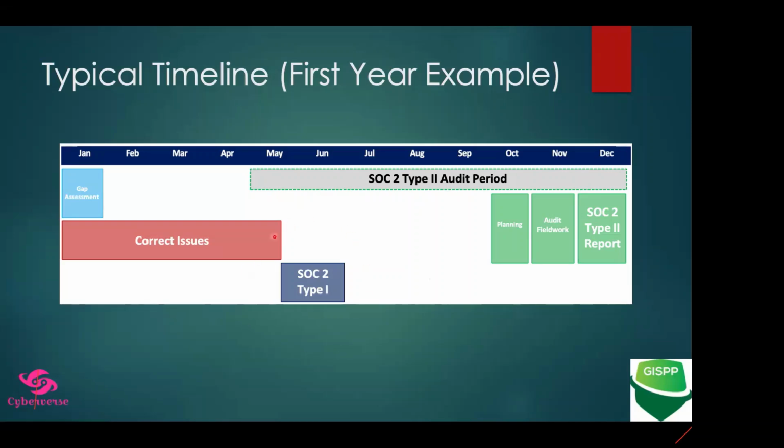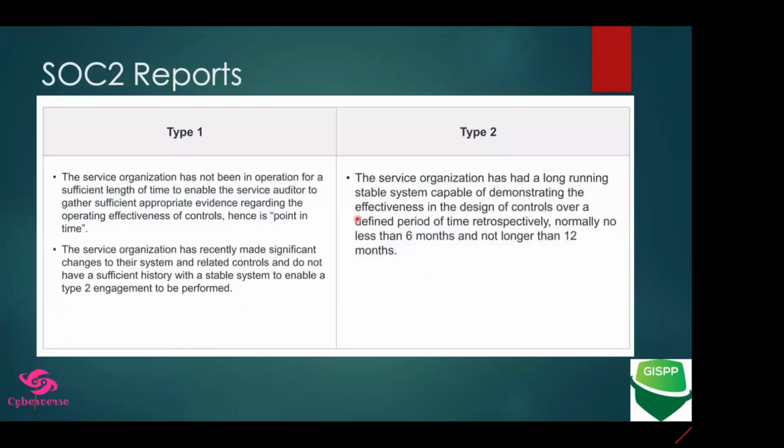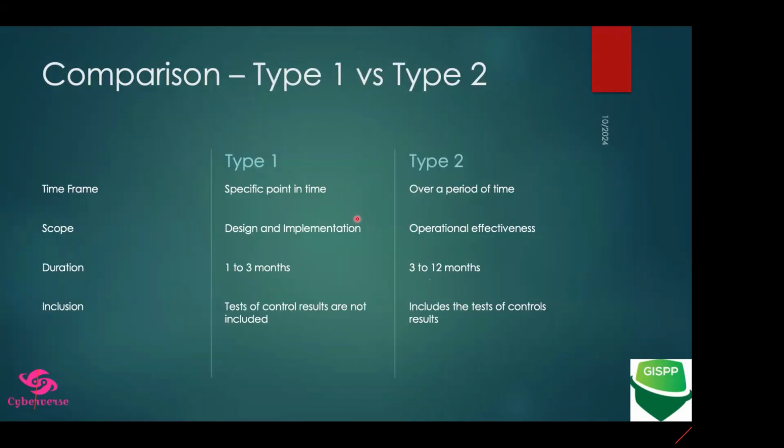In SOC2, we have two types of reports. One is called type 1 and the other is called type 2. What is the difference between the two? Let me go to the difference first. One thing I should tell you first: whether it is type 1 or type 2, this is all done by CPA accredited firms. So you cannot write a type 1 report yourself, nor can I if I'm not the right person to do that. That report comes from the CPA accredited firm and their authorized auditors.